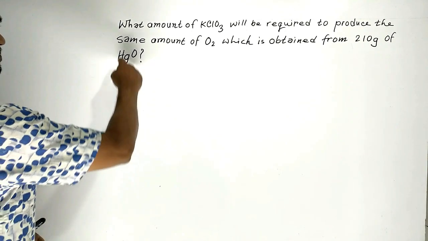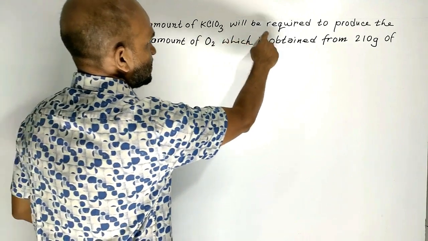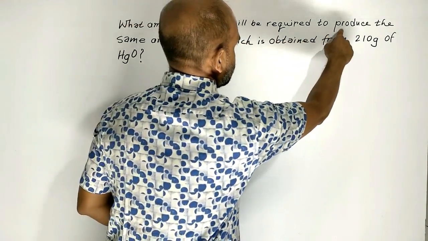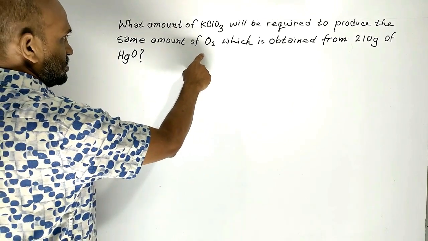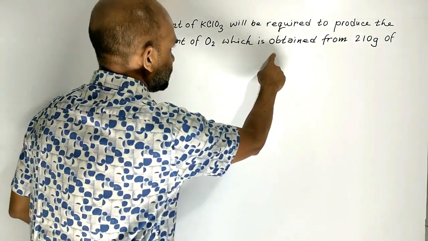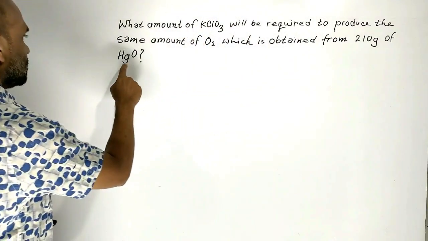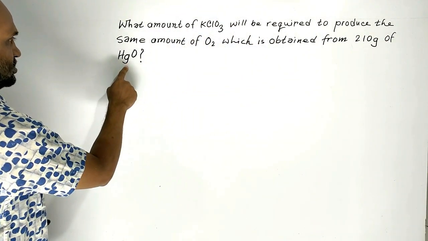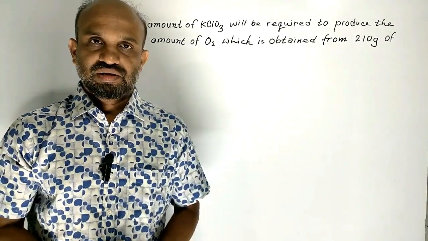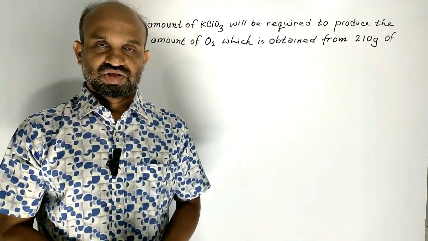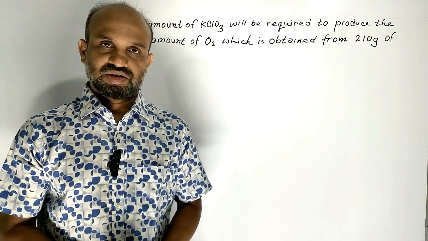Mathematical problem: what amount of potassium chlorate will be required to produce the same amount of oxygen which is obtained from 210 gram of mercuric oxide? So, first of all, let us try to find what amount of oxygen is produced from 210 gram of mercuric oxide.